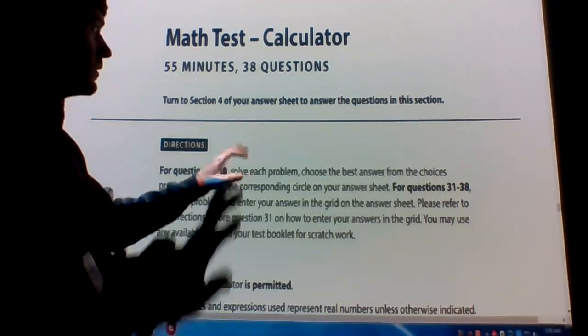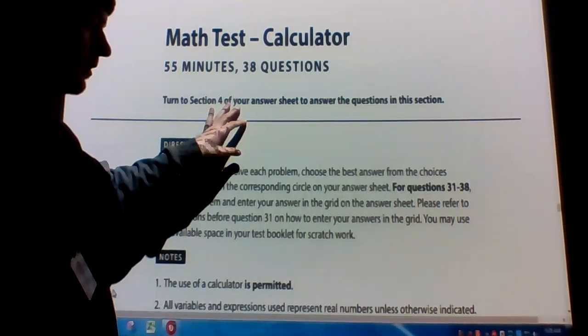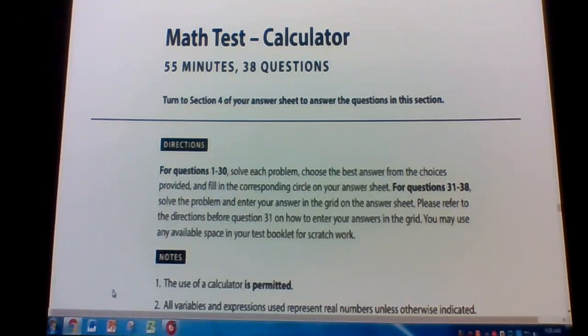Okay, this is the calculator section for practice test 7.